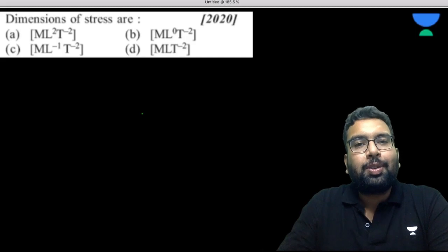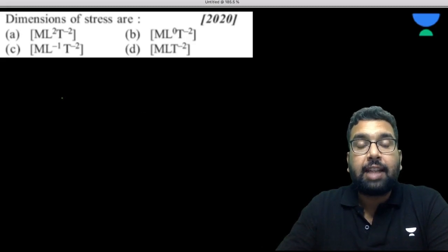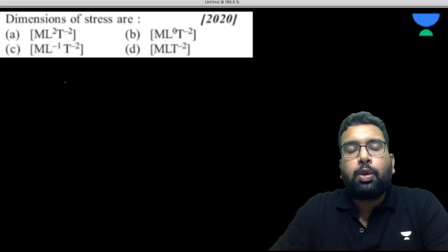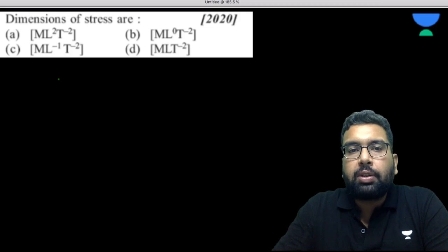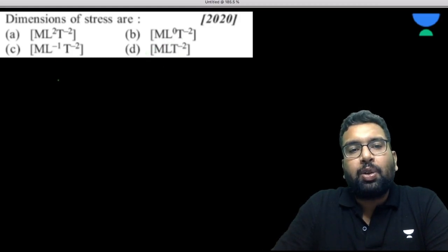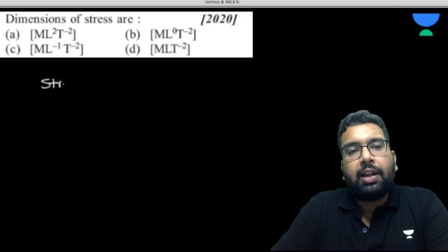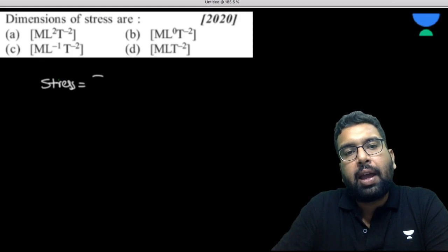So, what does this question say? This question says the dimensions of stress are M L squared T to the power minus 2, M L to the power 0 T to the power minus 2, M L minus 1 T minus 2, and M L T minus 2. We know the formula of stress. How can we formulate the stress? The stress is given by force upon area.